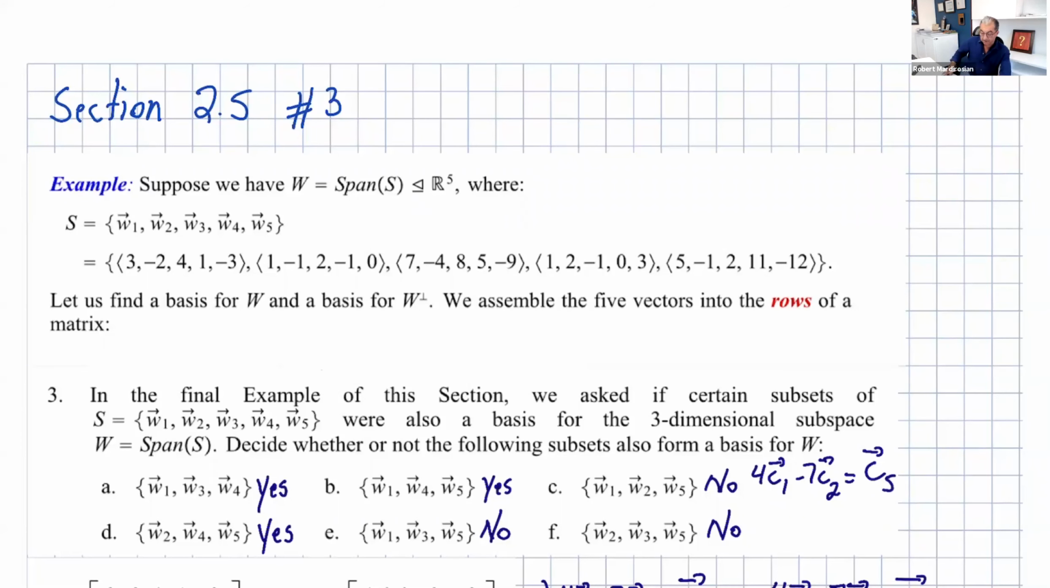Welcome everyone. In this video, I want to go over problem number 3, section 2.5, where we're using the minimizing theorem. So let's see how that works.